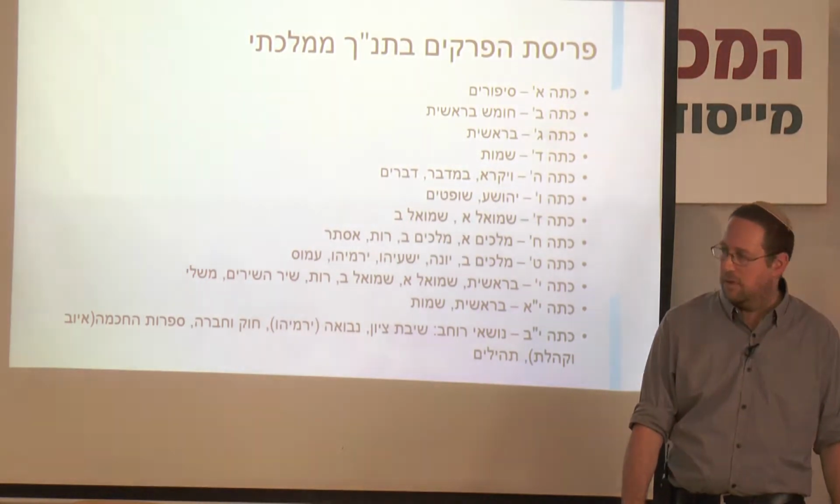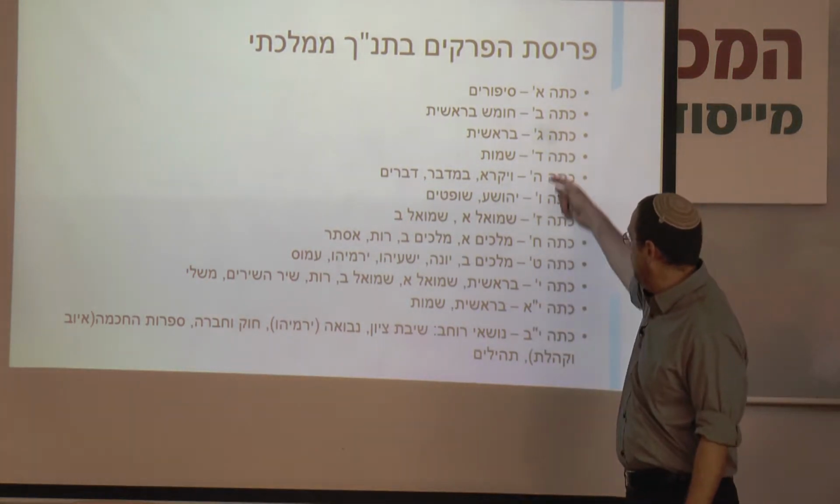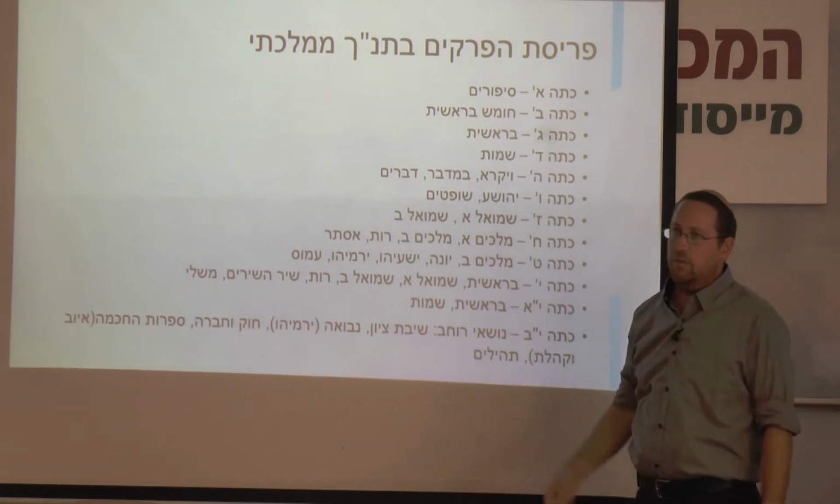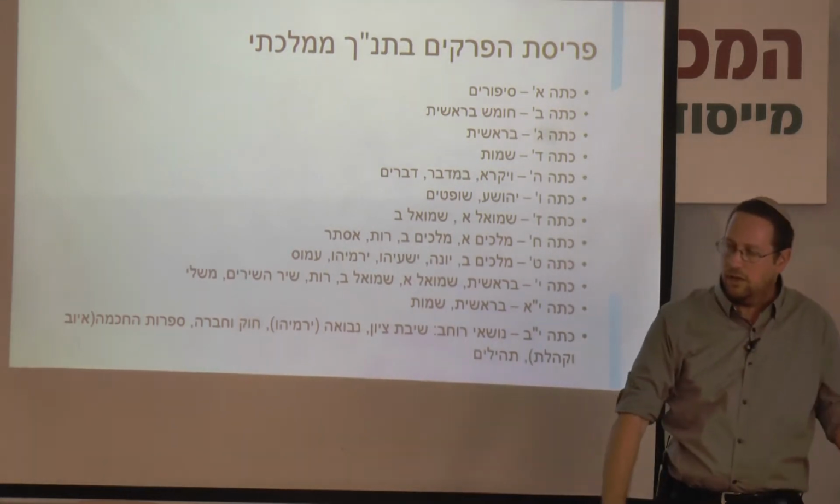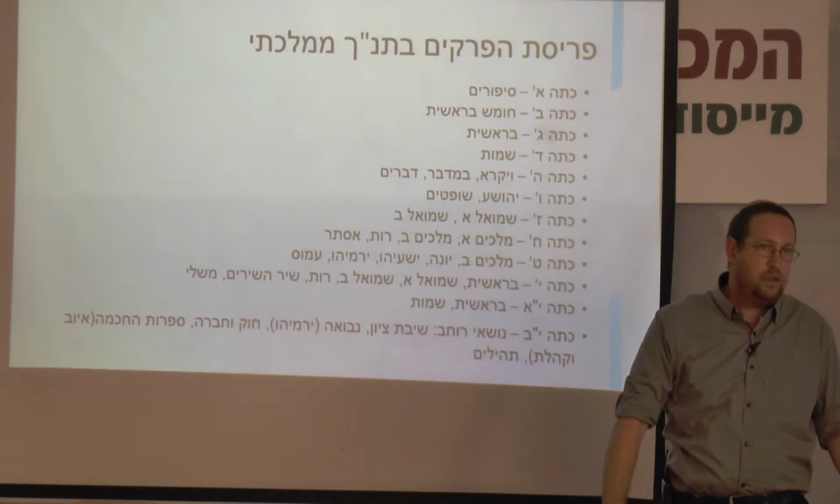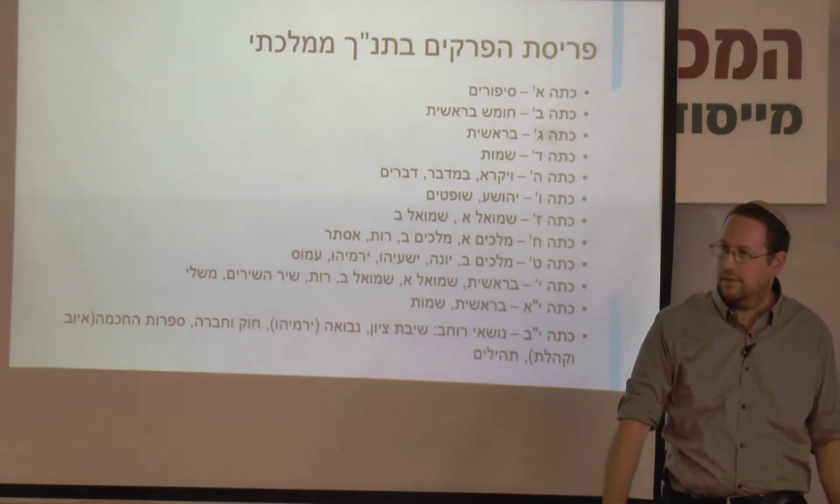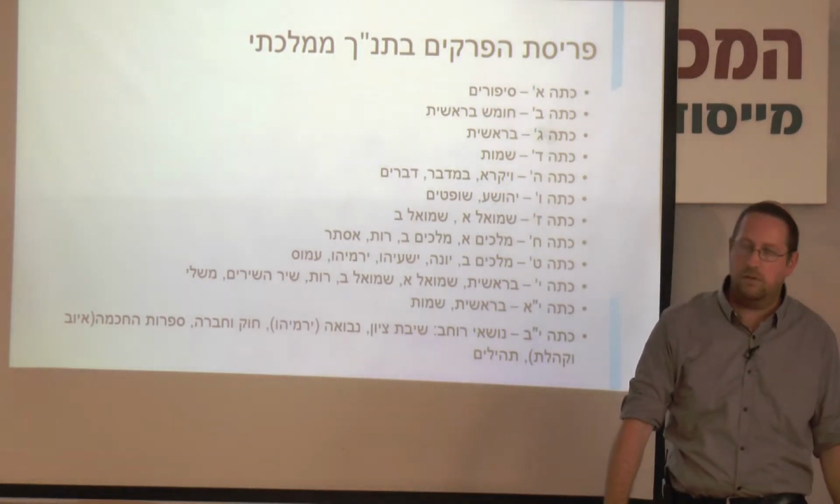So we learn from Kita Bet to Kita Tet, from Bereshit to Melachim Bet, trying to go through all of Torah and Nevi'im Rishonim. Not all the book, only portions of it and parts of it which are important and relevant for students to know about Tanakh.